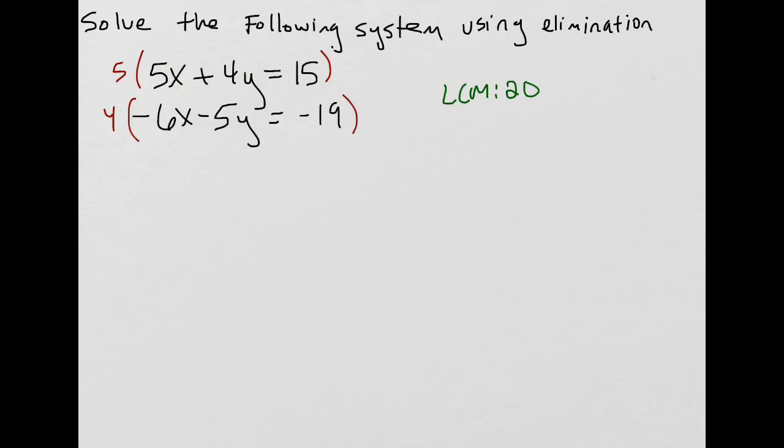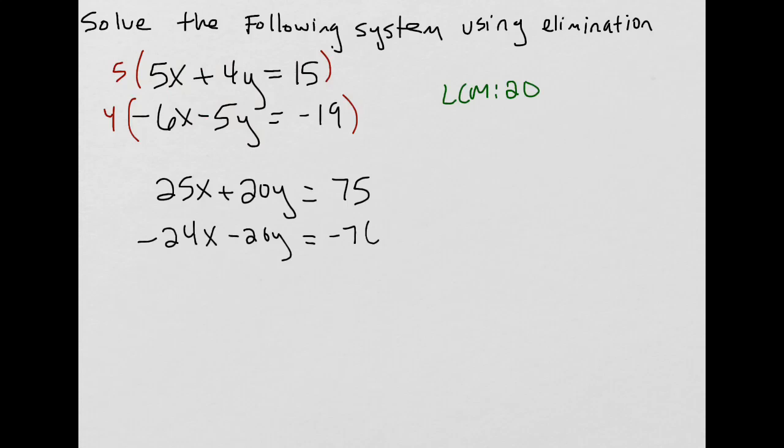the top equation becomes 5 times 5x is 25x, 5 times 4y is 20y, 5 times 15 is 75. Remember, we've got to distribute to both sides of the equation. On the bottom, 4 times negative 6x is negative 24x. 4 times negative 5y is minus 20y. 4 times negative 19 is negative 76.